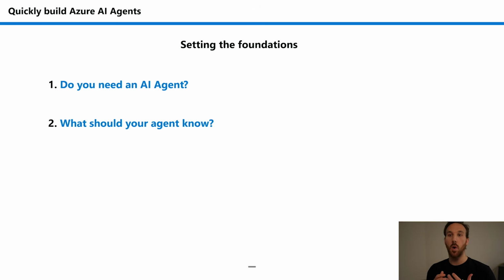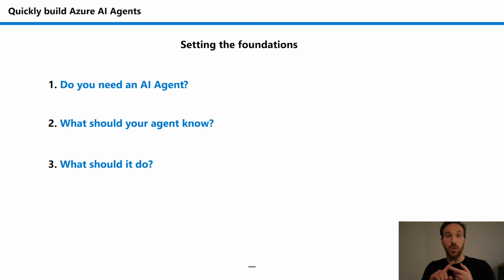You're going to want to ask, what should my agent know? What type of data should it have access to? How do you want it to behave based on that data? Then, what should your agent actually take actions on? How do you want it to behave based on what it can take action on?